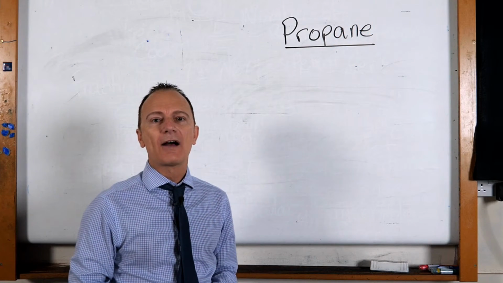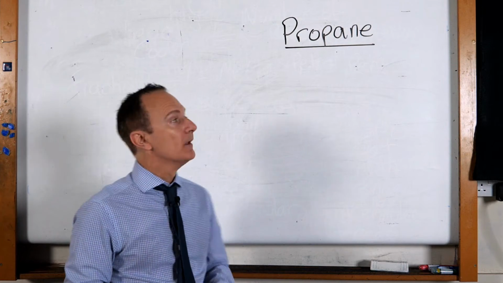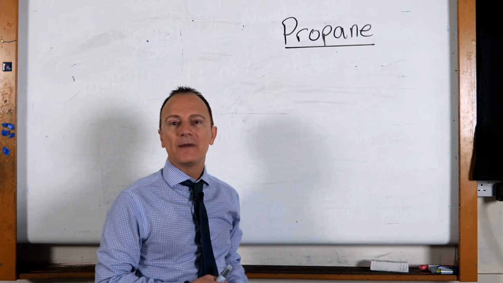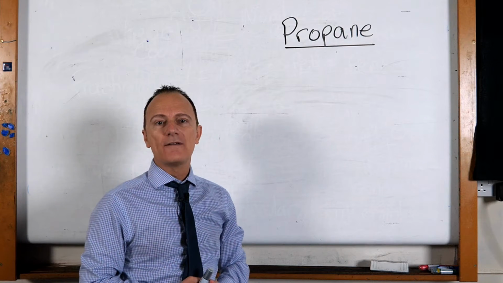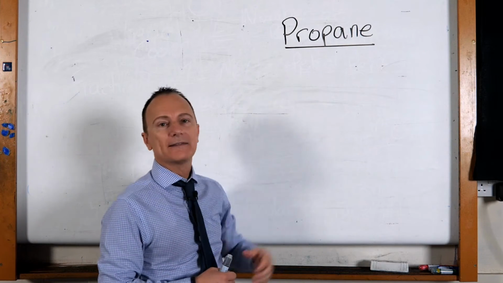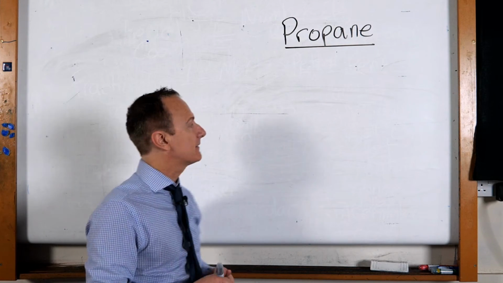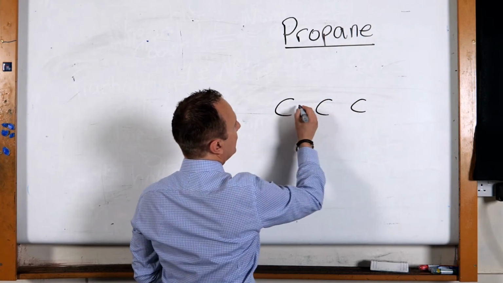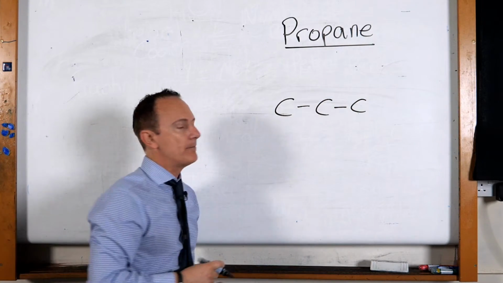I'm now going to show you how to draw alkane molecules. So starting with propane as an example, the -ane part tells me that it's an alkane with single covalent bonds. The prop part tells me that there's 3 carbon atoms. So we'll start off with those 3 carbon atoms and join them together with a single covalent bond.